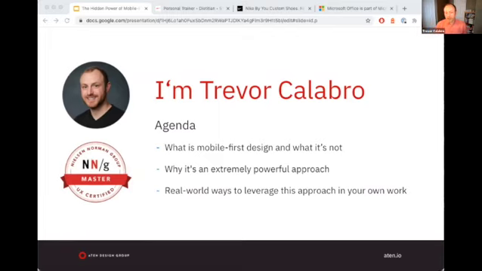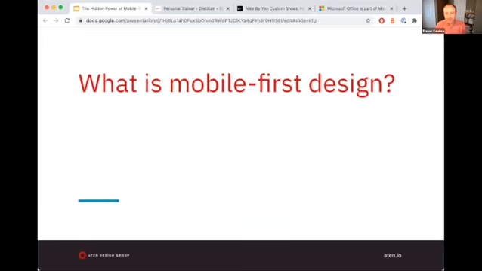So today I want to really talk to you about what is mobile first design and also, equally important, what it's not. Why it's an extremely powerful approach that you can use starting today to really convince stakeholders that user-centered design is the way to go without having to bear the burden of teaching them, the teach a person to fish model. And then lastly, I want to show some real world ways to leverage this approach in your own work. I always try to make this stuff actionable. And this one is the most actionable of all, so I'm pretty excited to talk with you about it.